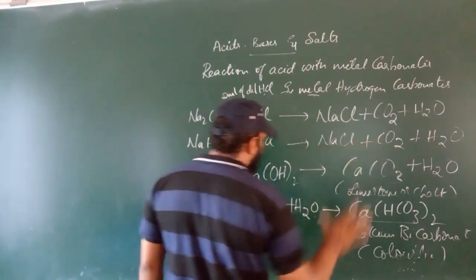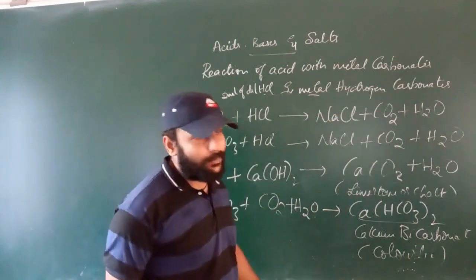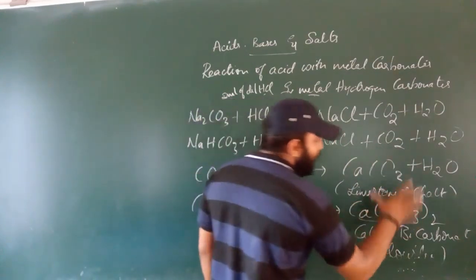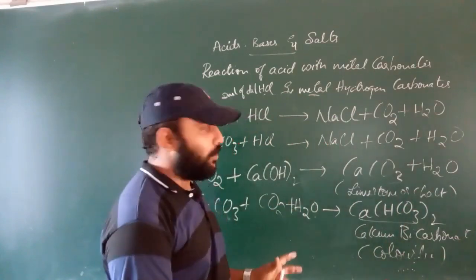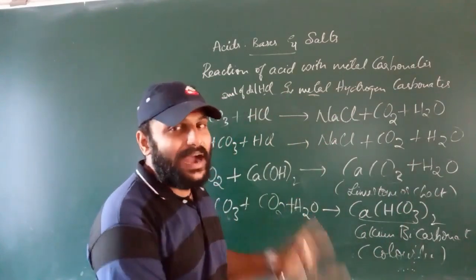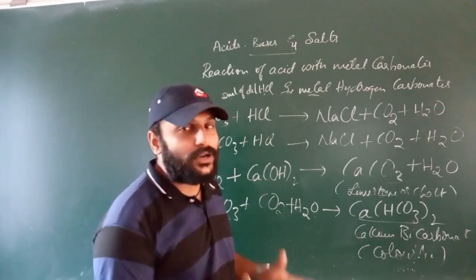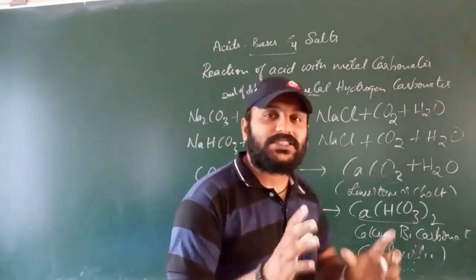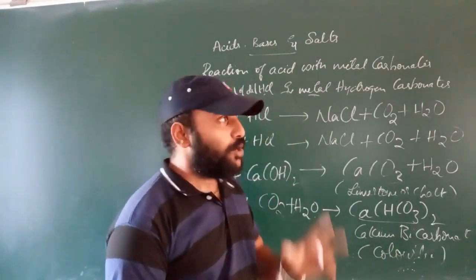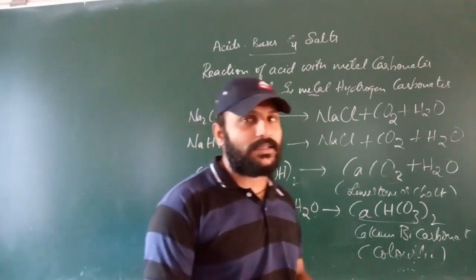When we react this calcium carbonate with excess carbon dioxide in the presence of water, we can observe that a product is formed. What is the product formed there? Calcium bicarbonate, or calcium hydrogen carbonate. It is a colorless soluble substance. Understood? So what is the important thing we have understood here?